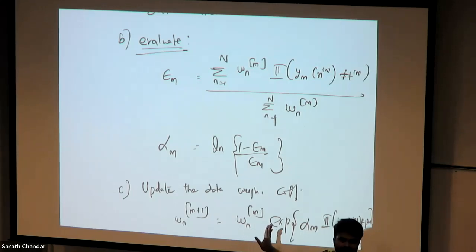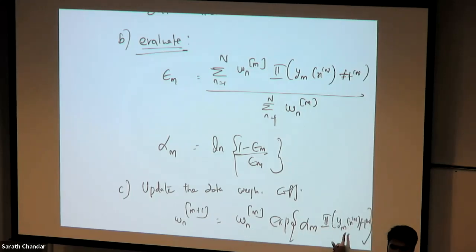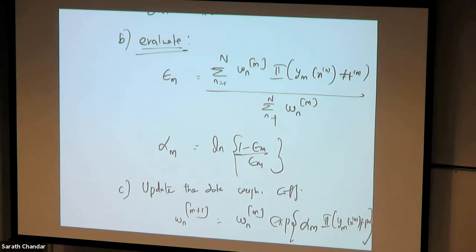However, whenever the prediction of this model is wrong, which means it's a wrong example, like the classifier makes a mistake for this example, I have to increase the weight. How much am I increasing the weight? I'm increasing it by exp of alpha n. Is that clear? Okay. Now you can continue this process M times.